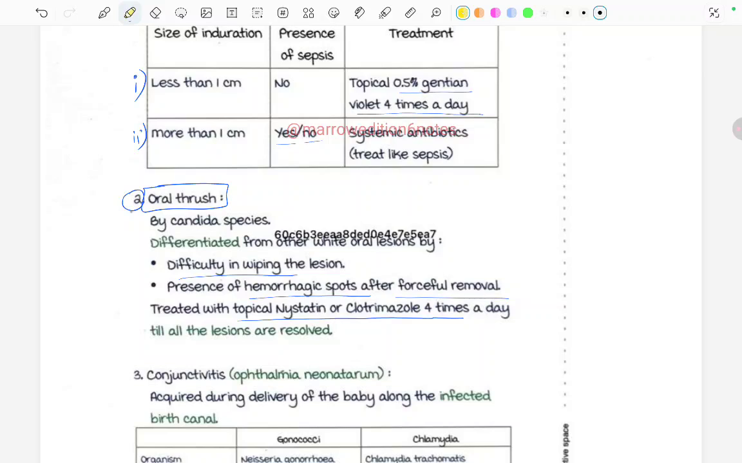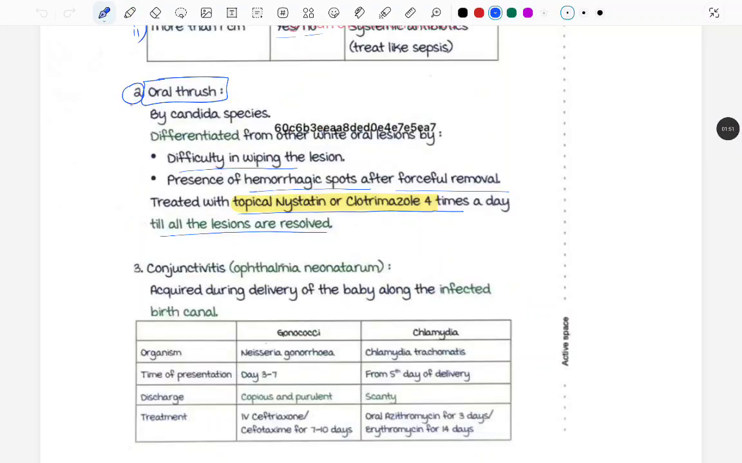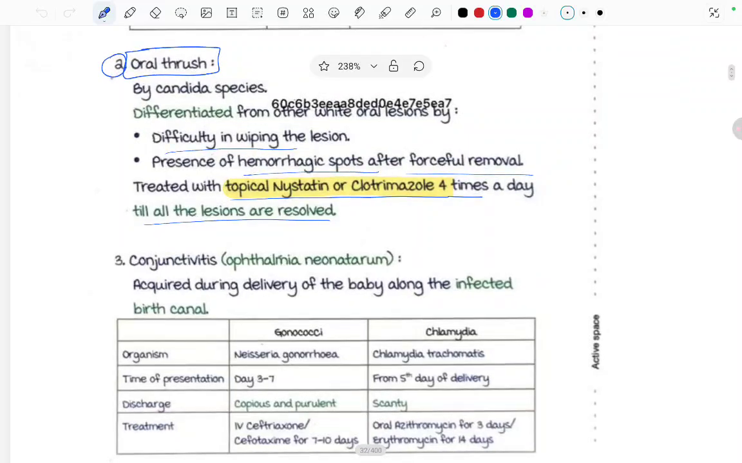Okay, so how are we treating this oral thrush? By topical nystatin or clotrimazole 4 times a day, up till all the lesions are resolved.